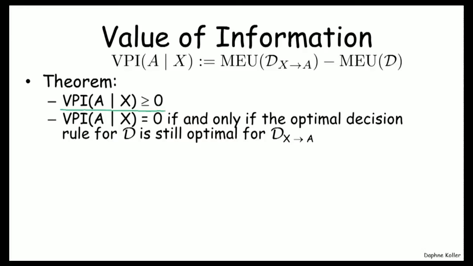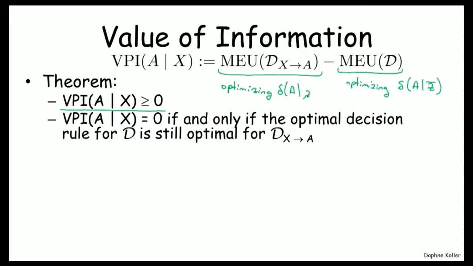So let's look at this expression over here, which compares the maximum expected utility between two different influence diagrams. And remember that each of these is obtained by optimizing over a decision rule. The MEU of the original decision D is optimizing a decision rule delta, which is a CPD of A given its current set of parents Z. And the new influence diagram is optimizing a decision rule delta where A has as parents all the original parents Z plus an additional parent X.